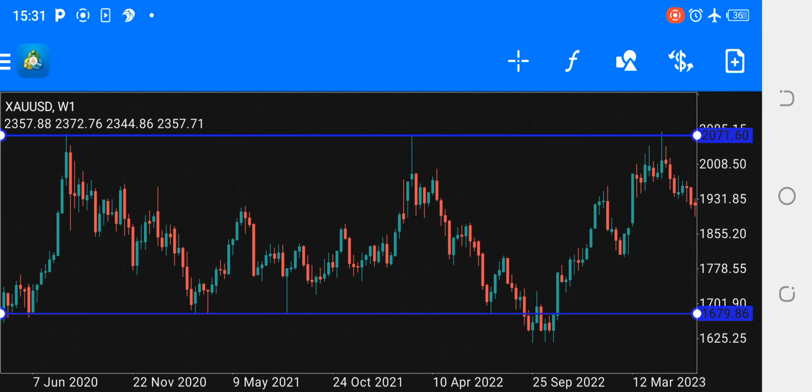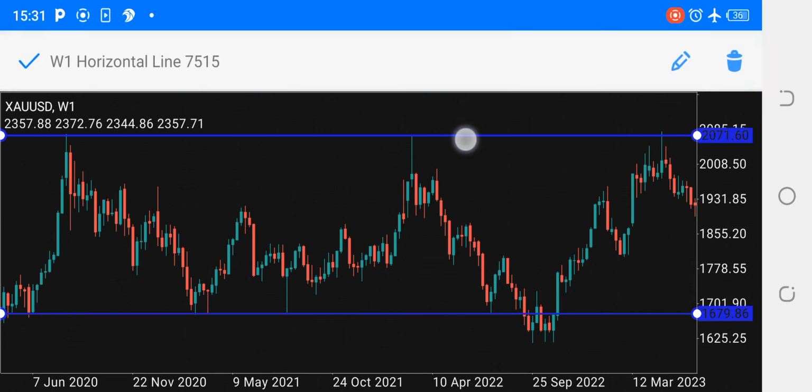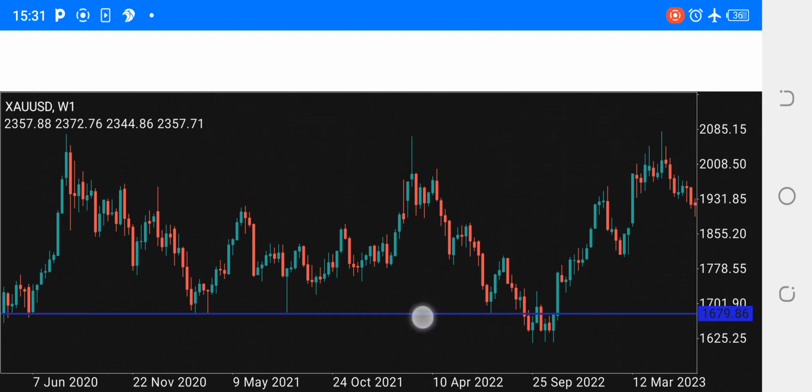So to start, I'll remove these lines on my chart so that we can draw our own. So I remove this line. I've removed it. I'll also remove this one. I've removed it. And so we're going to draw our own lines.